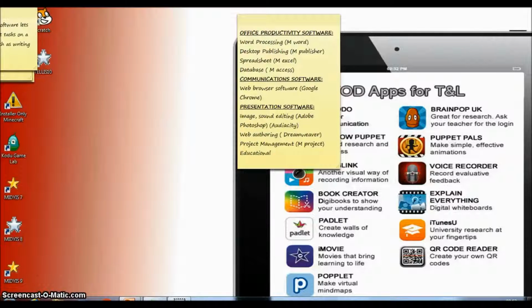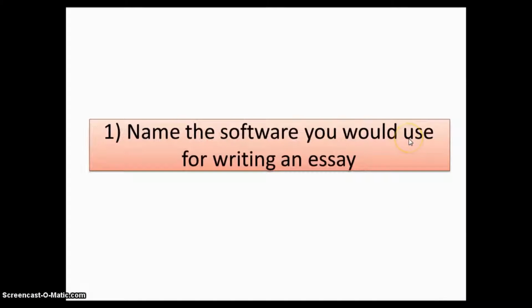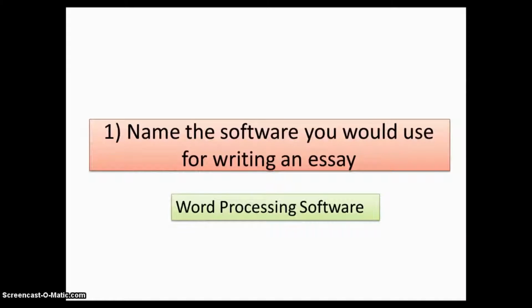Now, here's a quick test to see if you've learned some stuff. Name the software you would use for writing an essay. Pause the video here and answer the question. The answer is word processing software. Remember, when these types of questions come up, never use an example such as Microsoft Word. That's an example of word processing software. You need to name the type of software.